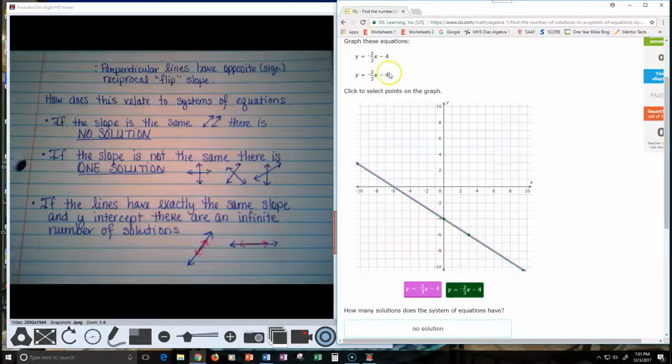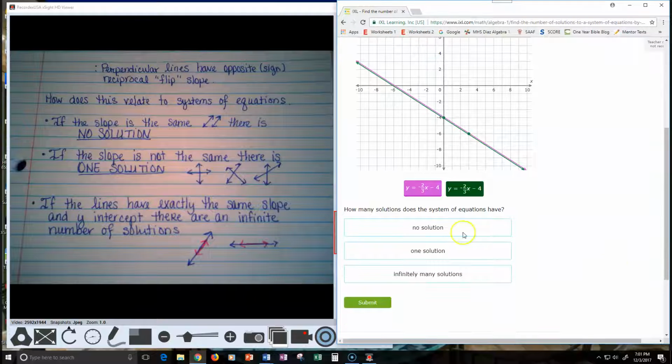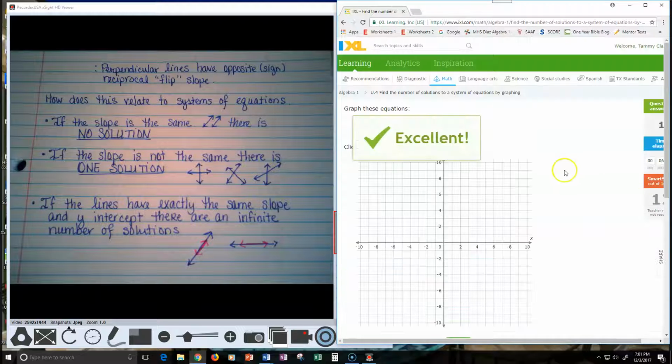Now, you probably could tell by looking at this, they're exactly the same line. So if they're exactly the same line, that means that any point on this line makes the system of equations true, so it has infinitely many solutions.